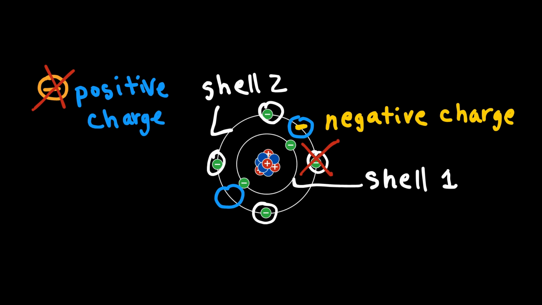Lose an electron, you get a positive charge. Gain one, you get a negative charge. This movement of charges is the foundation of circuits.